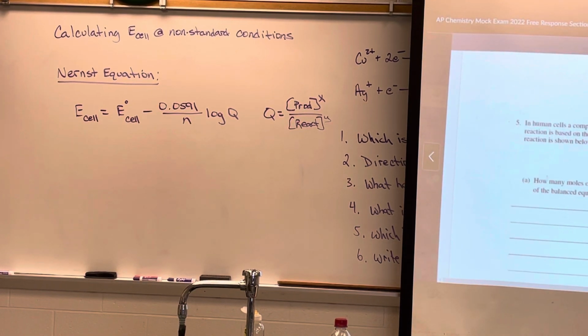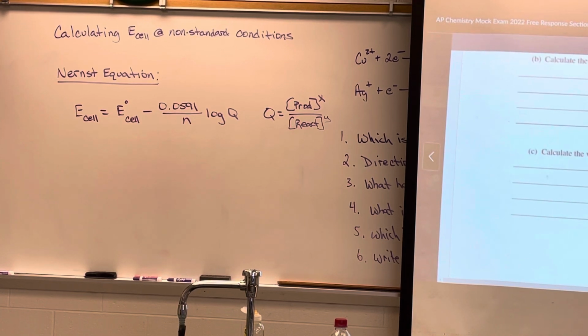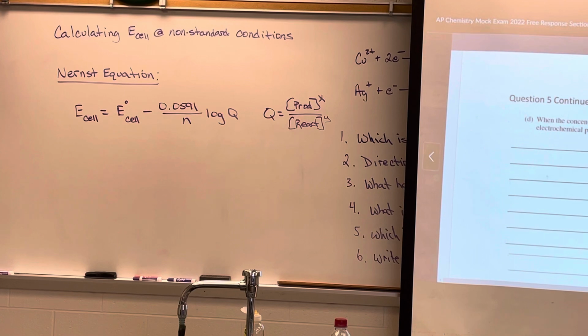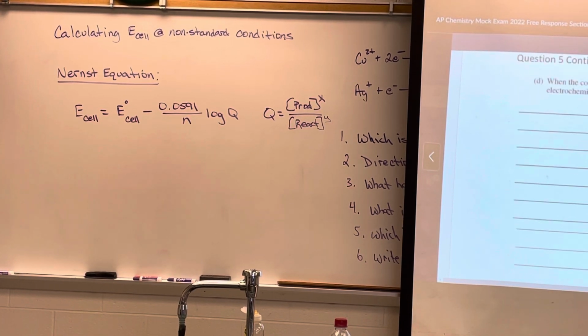Okay, so here's our equation. We calculated E cell. We calculated it to be 1.135. Okay, and so that was at standard conditions. We calculated delta G, but now it says when the concentration of NADH increases while the concentration of NAD plus decreases, will the electrochemical potential increase, decrease, or remain the same, and justify your answer? This one was like nobody got it.